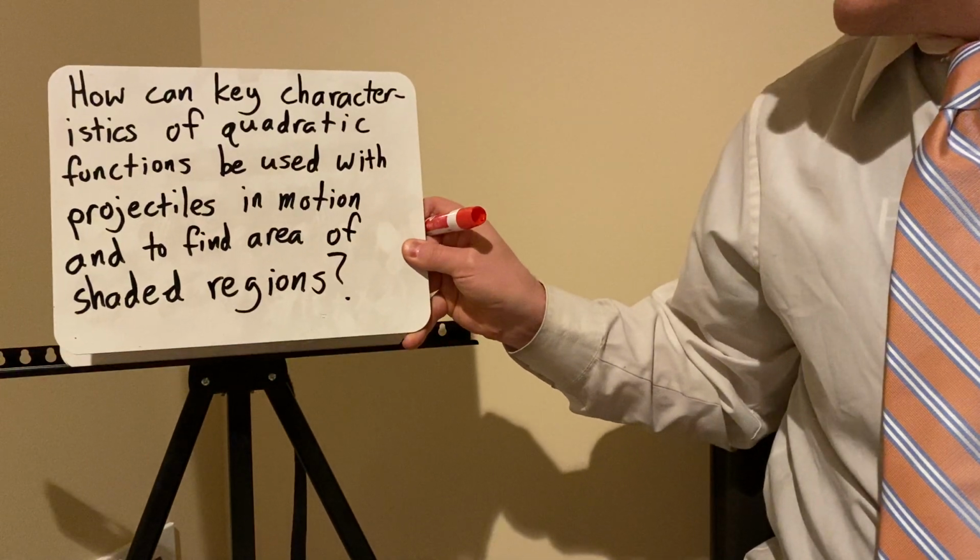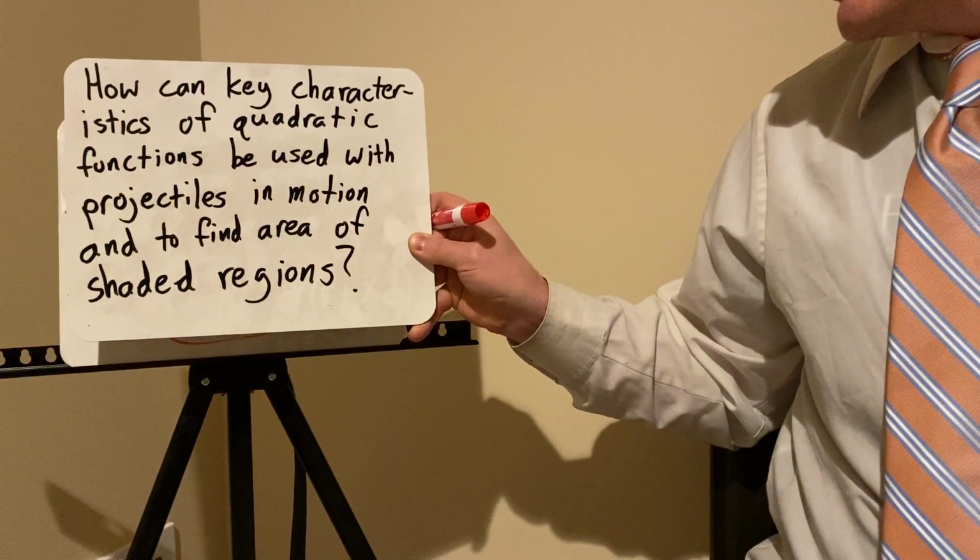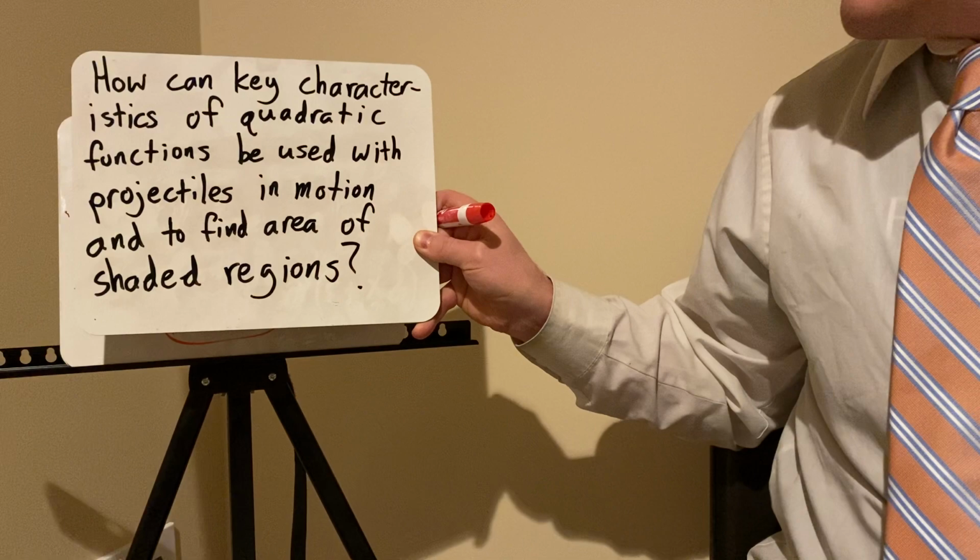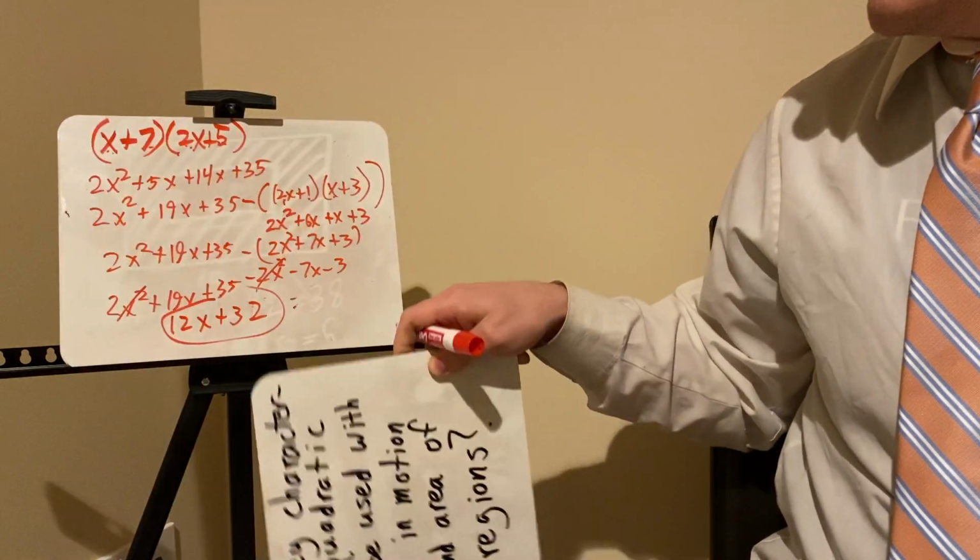How can key characteristics of quadratic functions be used with projectiles in motion and to find the area of shaded regions? Here's one more projectile in motion.